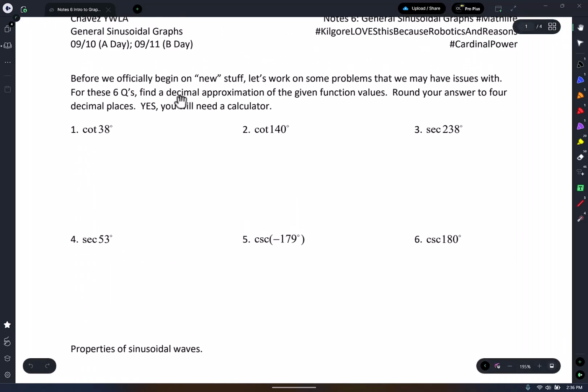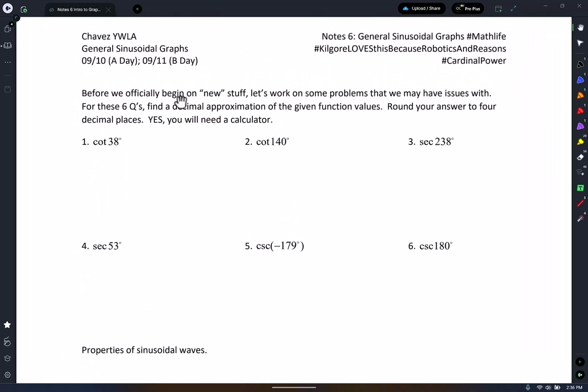All right. So in the very beginning, guys, you don't have a button for cotangent, secant, and cosecant. These are the reciprocal buttons. But remember that cotangent is the reciprocal of tangent. So this is equivalent to 1 over tan of 38 degrees. And I'm going to show you two different ways to get that number.